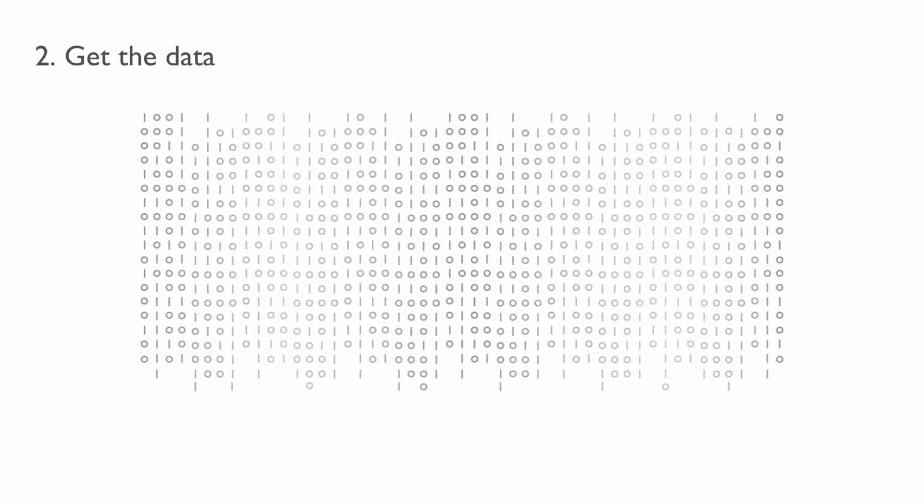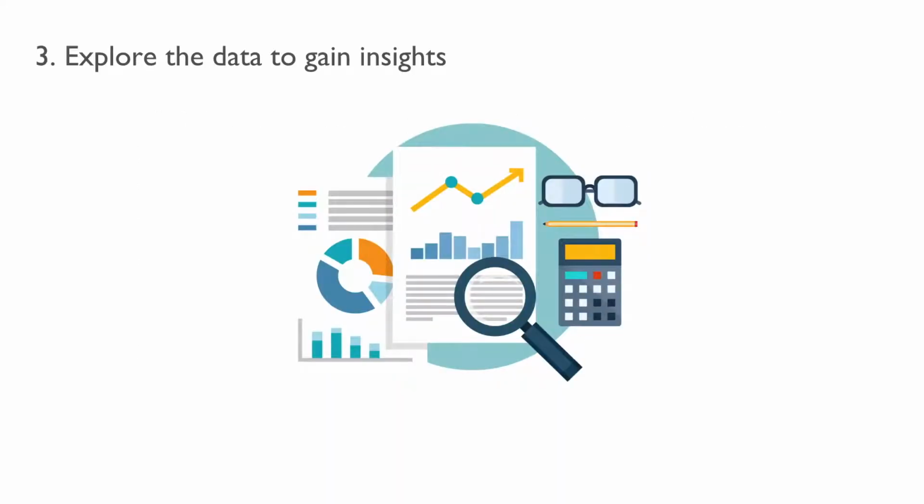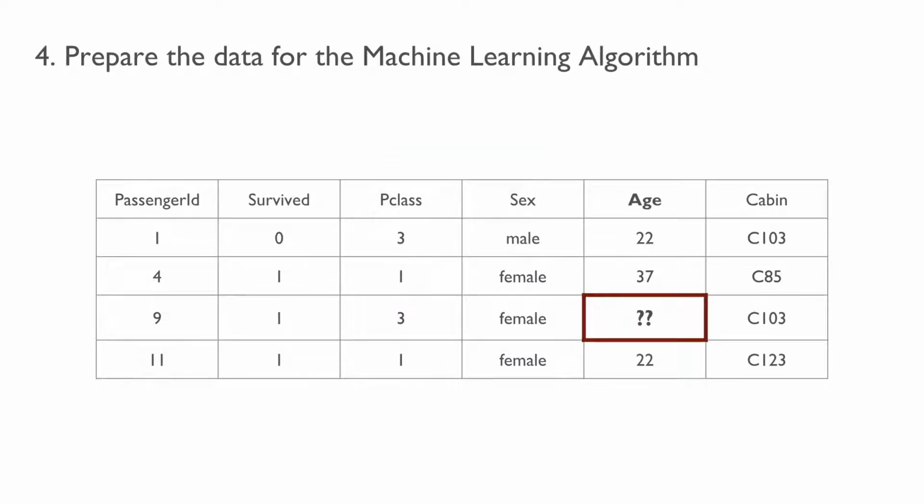Then we get the data. Getting the data involves downloading or obtaining the data on which the machine learning model will be trained. Next, we explore the acquired data to gain meaningful insights, and then we prepare the data for machine learning algorithms. Preparing the data involves data cleaning and feature scaling.